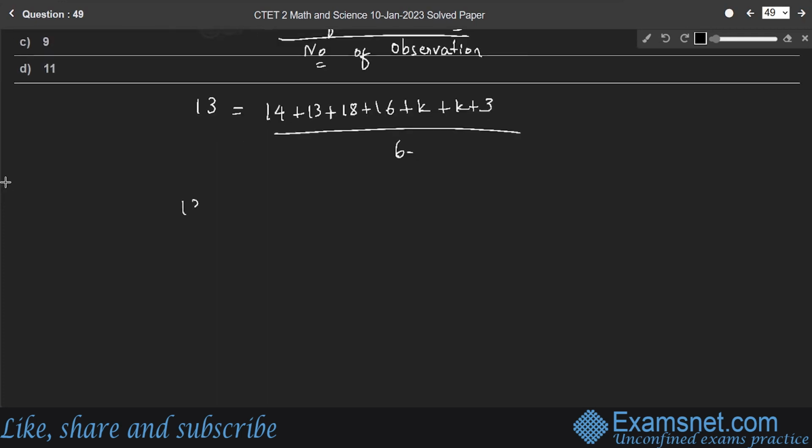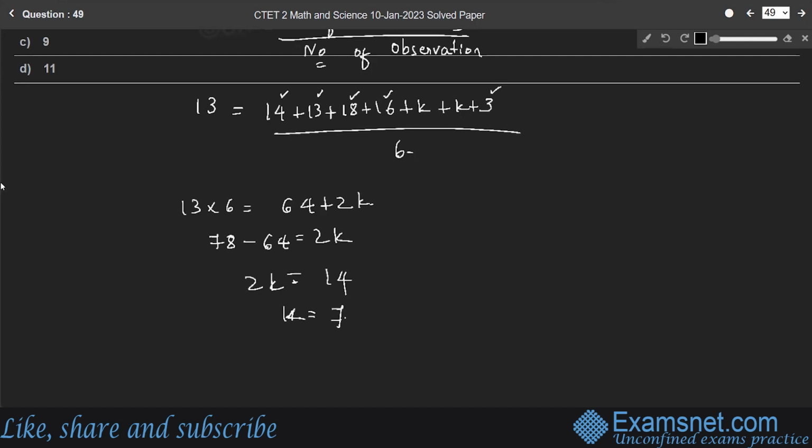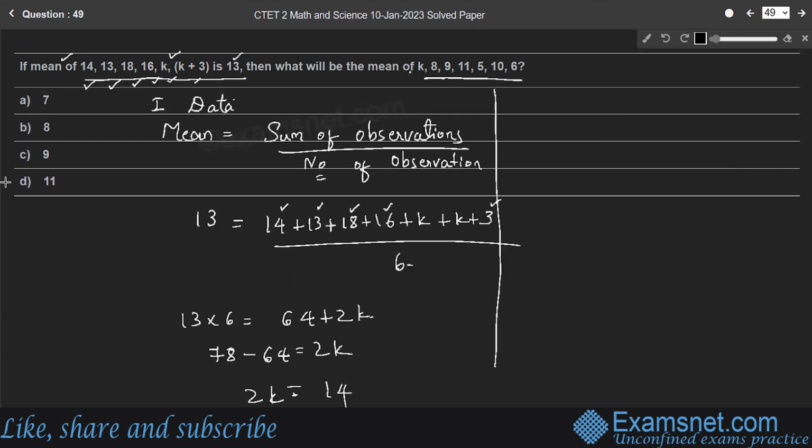Therefore, 13 into 6 is equal to 14 plus 13, 27 plus 18, 45, 45 plus 16, 61 plus 3 is 64, plus 2k. So 13 into 6 is 78, minus 64 is 2k. Therefore, 2k is equal to 78 minus 64, which is 14. The value of k is 7. So if k is 7, come back to the question.